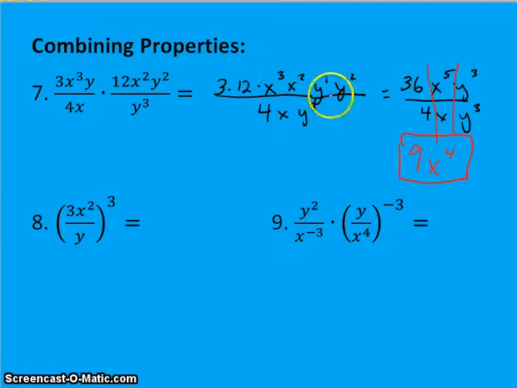So when we rearranged them here, here's why. Because now we can line them up real nice. Reduce the numbers, reduce here, simplify the x's and the y's.